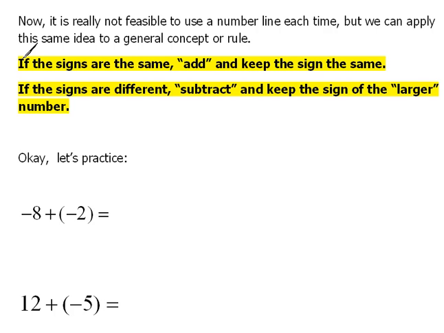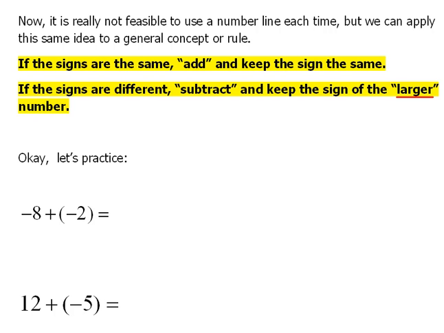The rules say if the signs are the same, then we're going to add what we traditionally think add is, and keep the sign the same. If the signs are different, we're going to do what we traditionally think of as subtraction, and we're going to keep the sign of the larger number. Now notice I put larger in quotations because positive numbers are always going to be larger than negative numbers, but we're just looking at the number itself, not the sign.